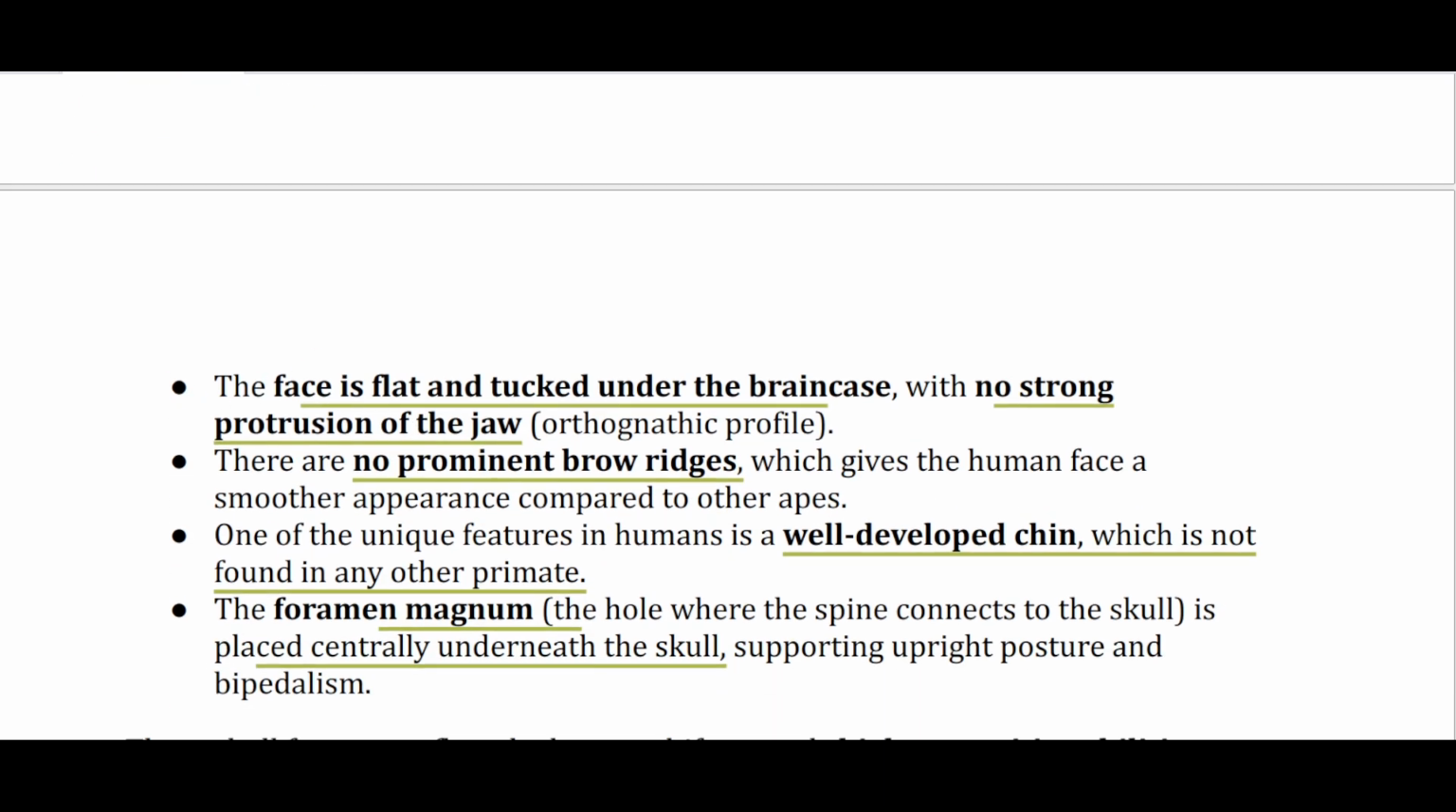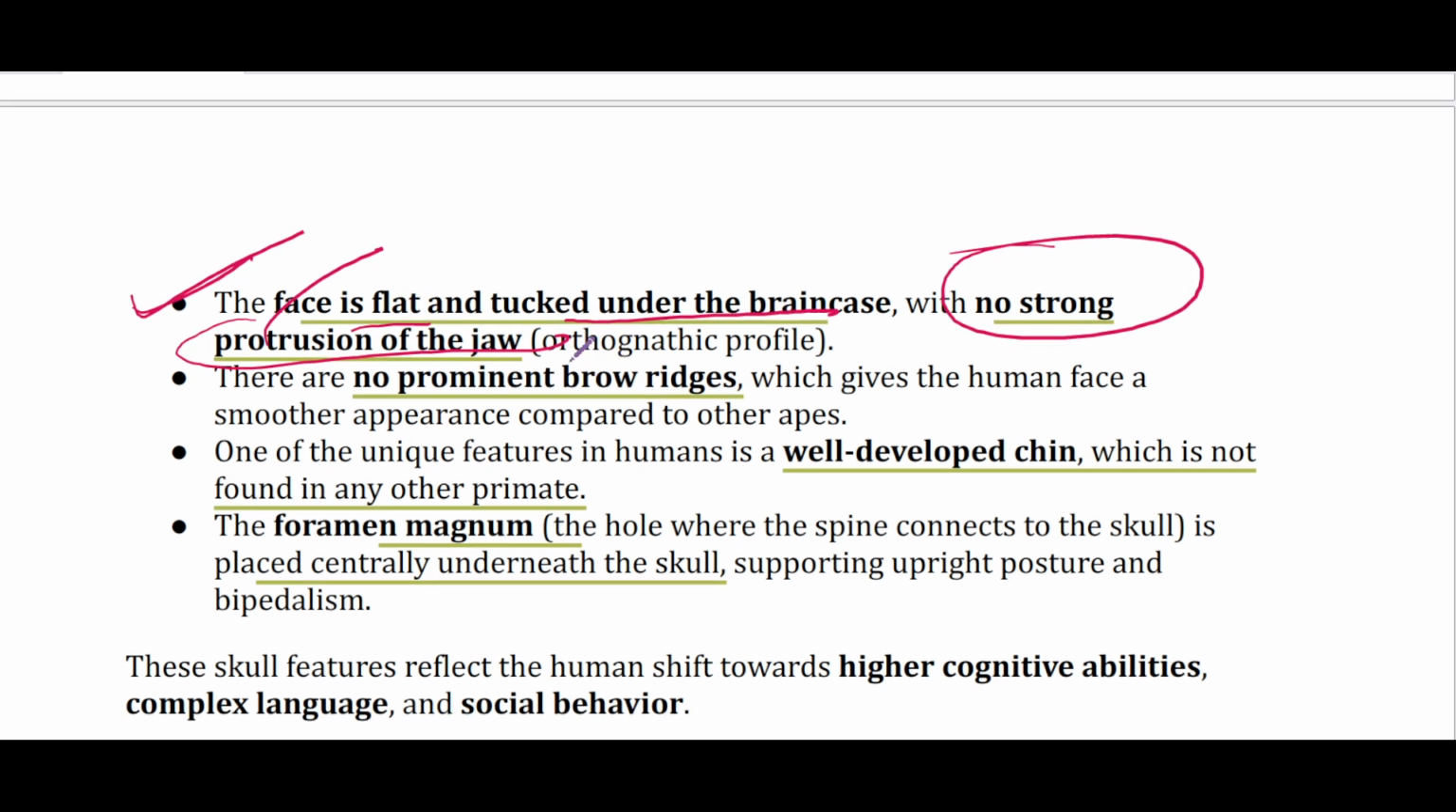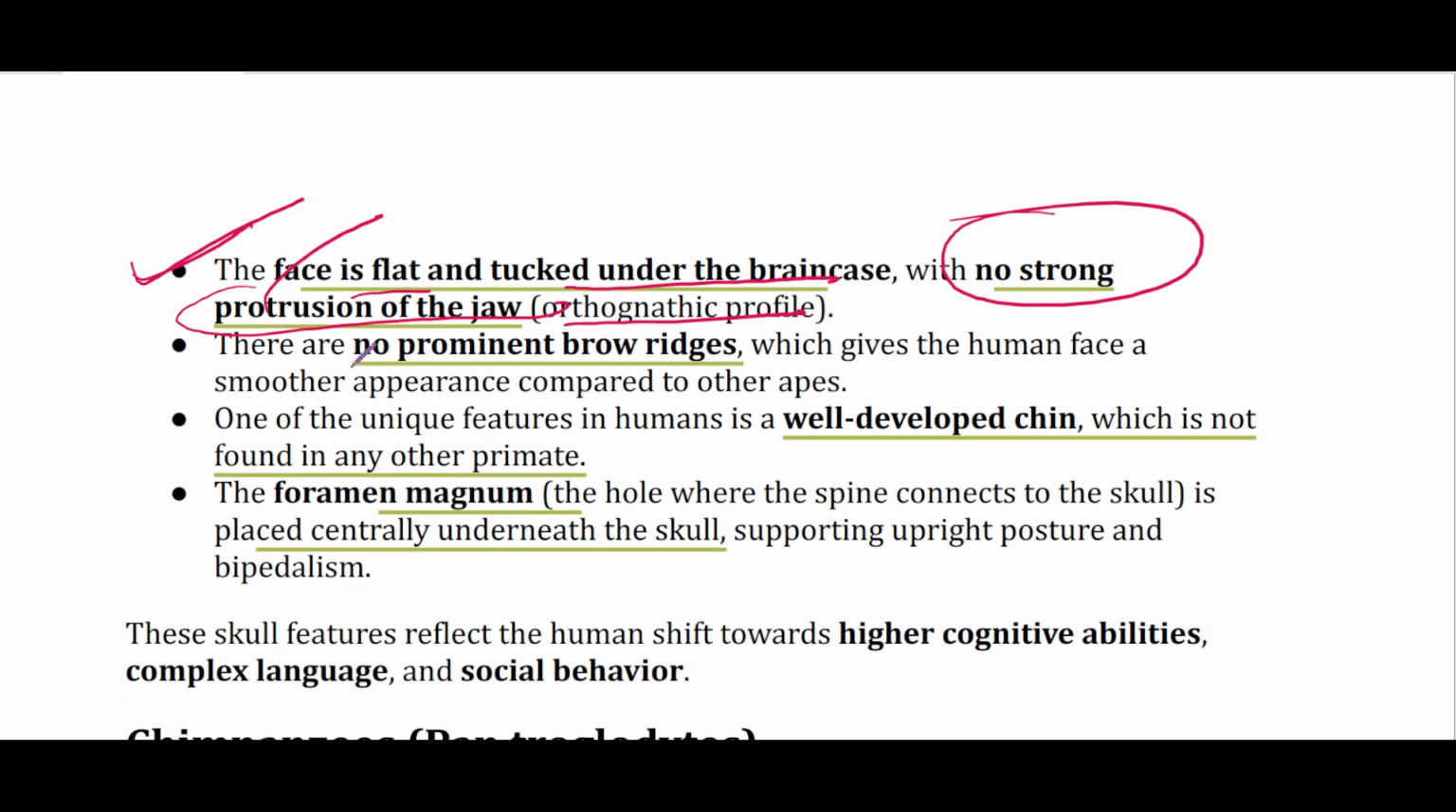Now the face of human, it is flat and tucked under the brain case with no strong protrusion of the jaw. Protrusion means बाहर निकला हुआ. So our jaws are not that strong and not protruding. So we have orthognathic profile. We do not have any prominent brow ridges.